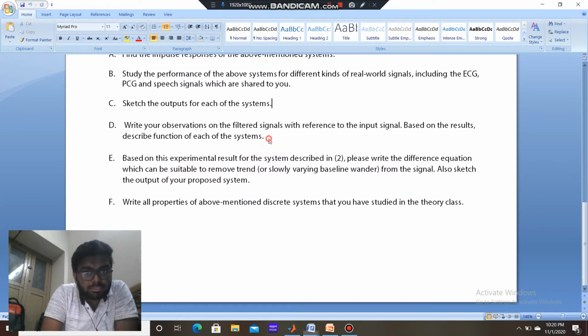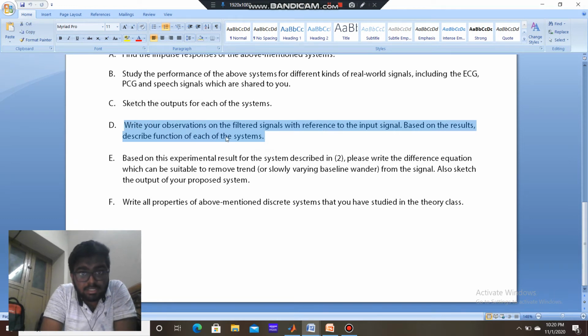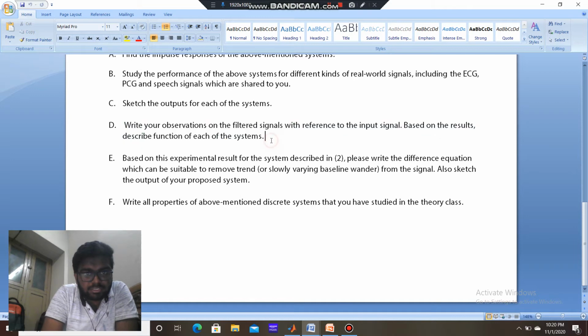Now in the problem statement, we are asked to write our observations on the filtered signals with inference to the input signal. Based on the result, describe the function of each of the systems. We have just now looked at the outputs for the different convolved signals with the given different systems' impulse responses. Now, based on those results, we are going to describe the functions of each system.